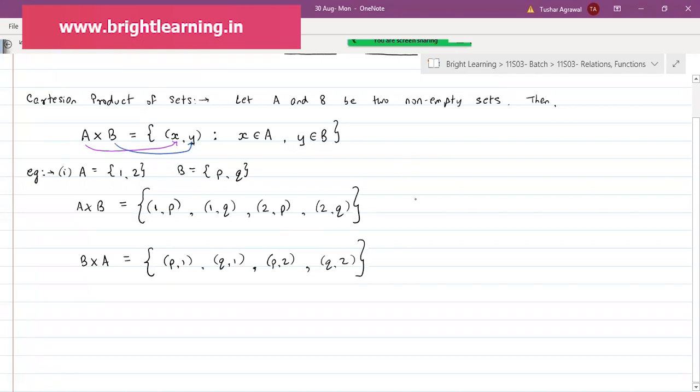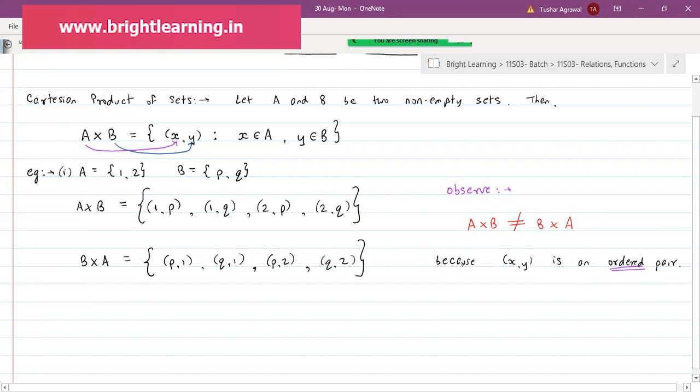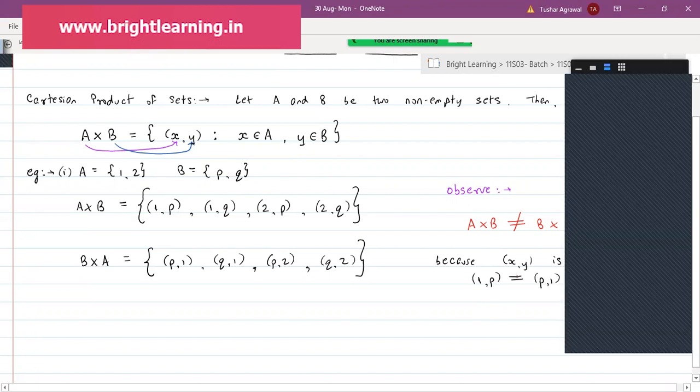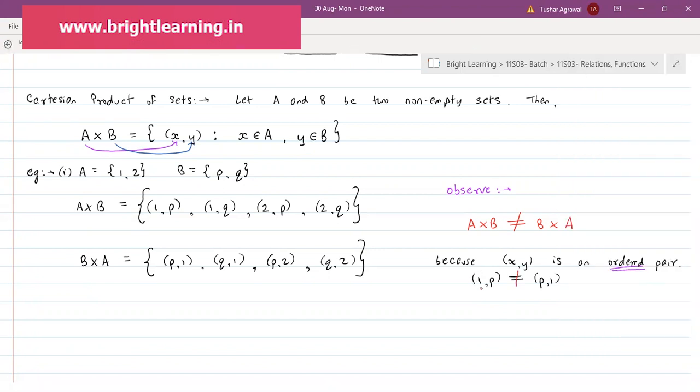Can you observe that here? Observe. A cross B and B cross A are unequal. A cross B and B cross A are not the same. The reason is that (x, y) is an ordered pair. And what does ordered pair mean? In school, while plotting points on the coordinate axis, the Cartesian plane, we have studied the meaning of ordered. So the ordered pair (1, p) and the ordered pair (p, 1) are not equal. Is that clear?